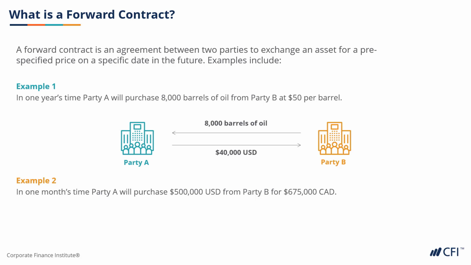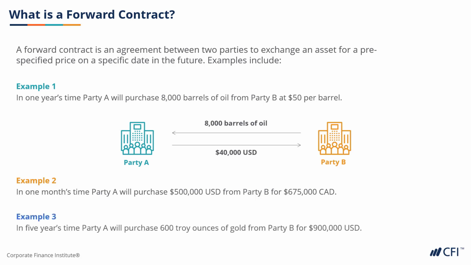Or, in 5 years' time, party A agrees to purchase 600 troy ounces of gold from party B for 900,000 US dollars. Again, the price is agreed now, $900,000, but the delivery of the gold will be in the future, in this case, 5 years' time.